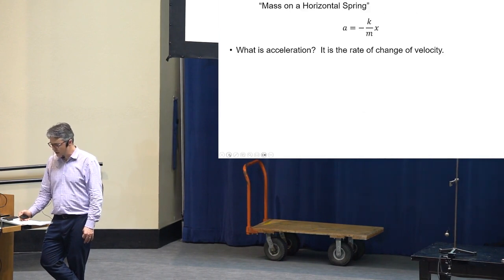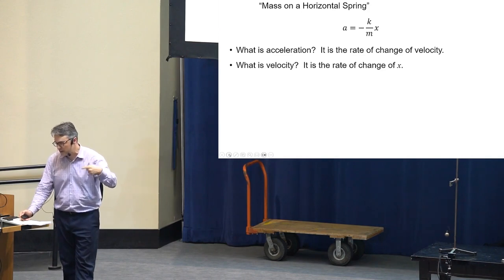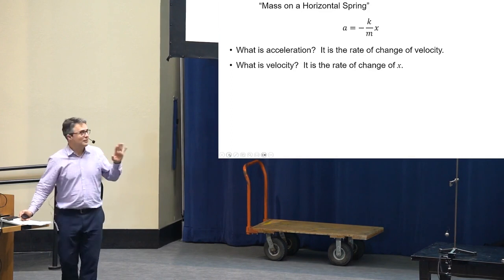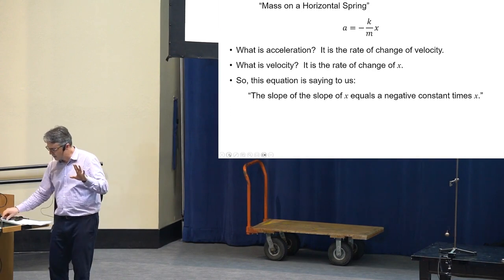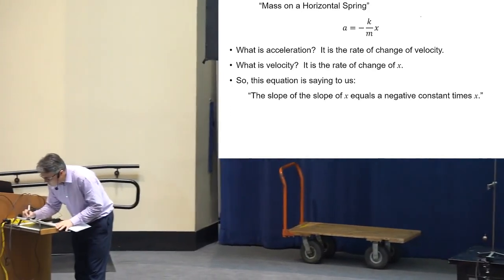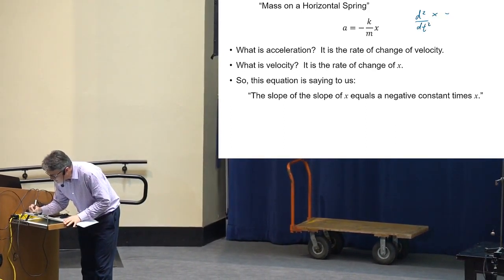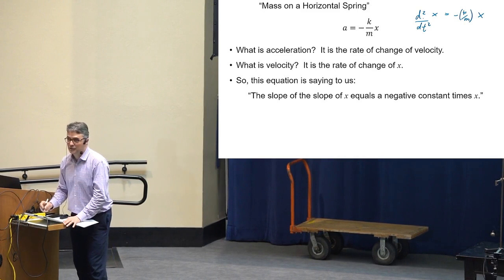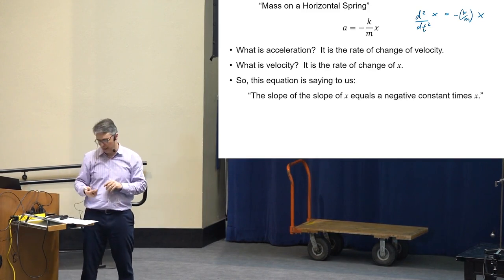So that's easy. So what is acceleration, by the way? Acceleration is the rate of change of velocity, and velocity is the rate of change of x. So if you stare at this equation long enough, it gets a little strange. Let's write it out in terms of calculus. What you're saying is that d squared by dt squared of x is equal to negative some constant, k over m, times x. So this is actually a weird second order differential equation of x. The second time derivative of x equals some negative constant times x.